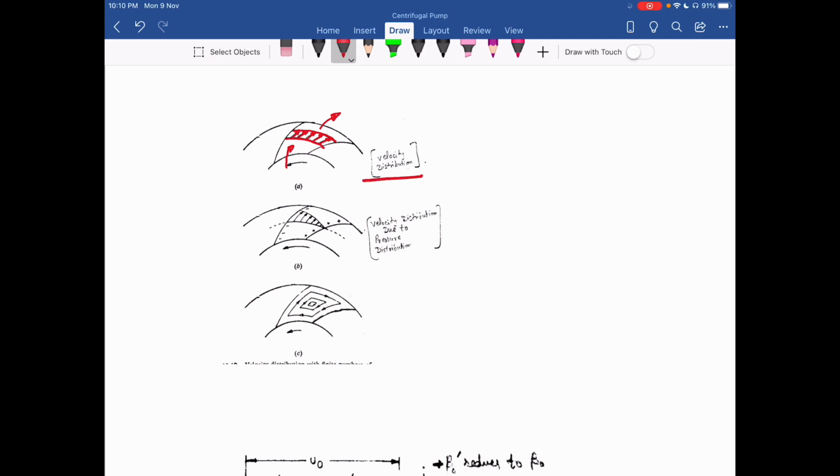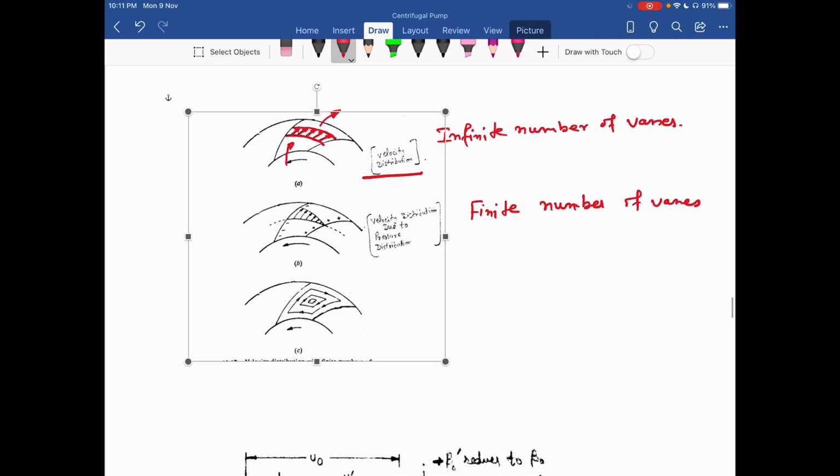Okay, so this is the velocity distribution when we have infinite number of veins. Okay, we have finite number of veins. Now in that case, due to inertia, the liquid particles are reluctant to turn with the impeller. So this results in a high pressure on the loading surface of the vein and low or less pressure on the back face.